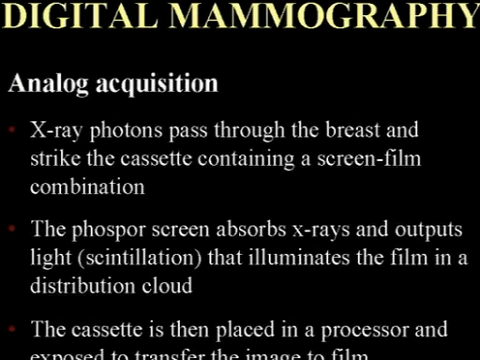So we have to go back and think a little bit about how X-rays are acquired in the analog world, and this will be brief, I promise. The X-ray photons passing through the breast will strike the cassette which contains a screen film combination. The phosphor screen will then absorb those X-rays and output light in a process that's called scintillation. And that will develop a distribution cloud within the cassette, which is proportional to the amount of photons striking the cassette at any point. The technologist then places the cassette in the processor, and the image is transferred to film for the radiologist to interpret.